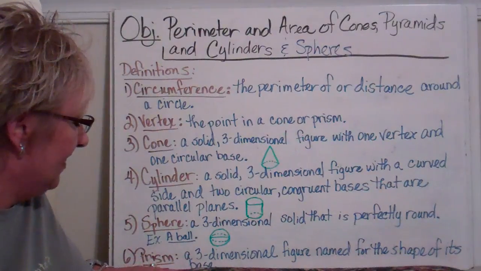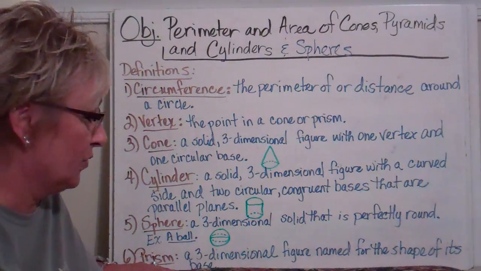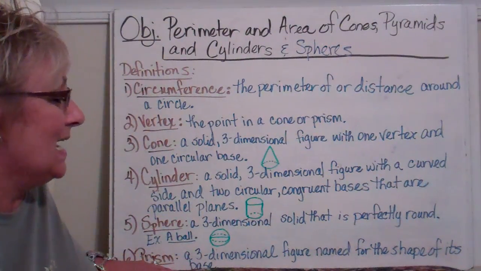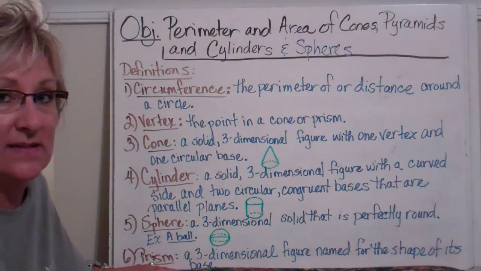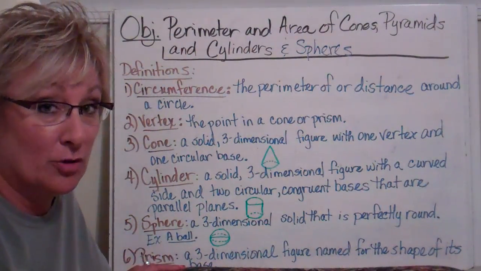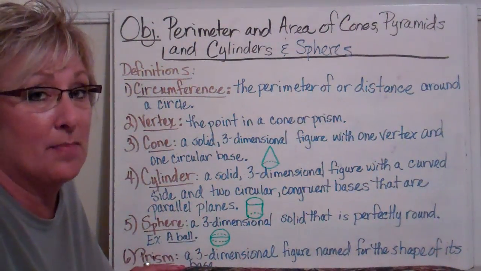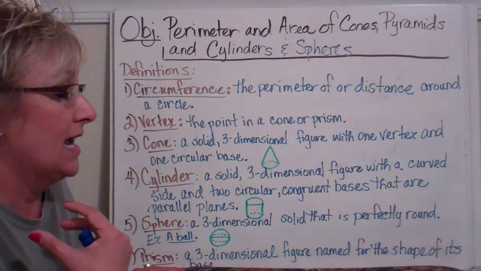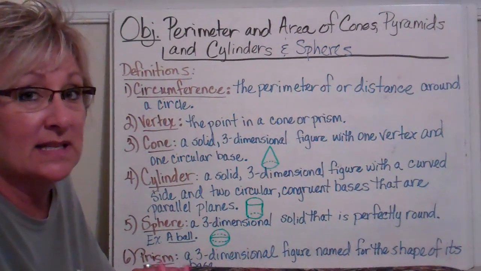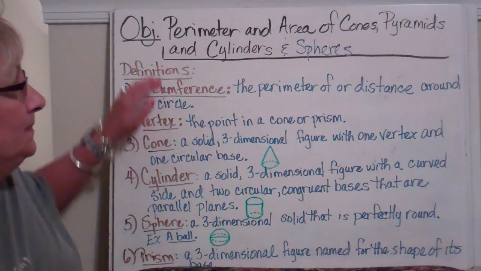And the last one is a prism, a three-dimensional figure named for the shape of its base. For example, if we have a triangular prism, you know the base is in the shape of a triangle. A rectangular prism, the base is in the shape of a rectangle.